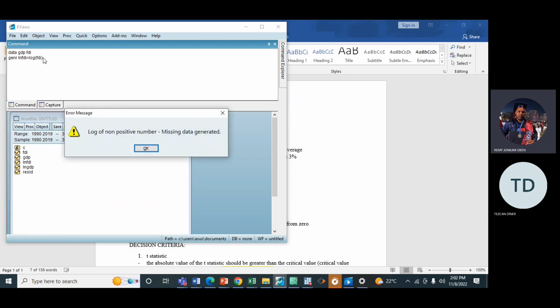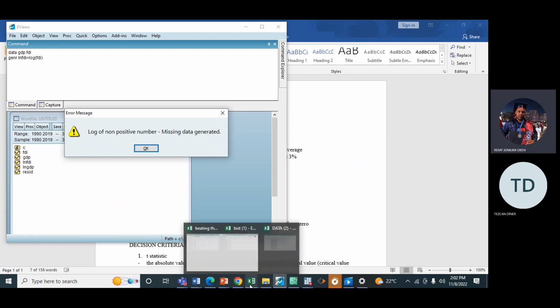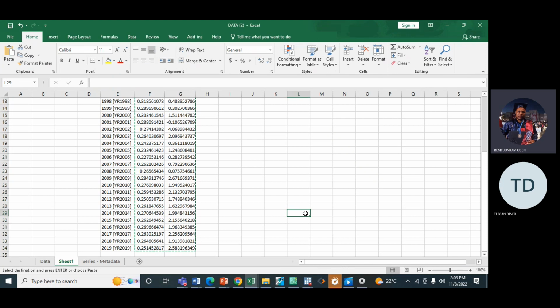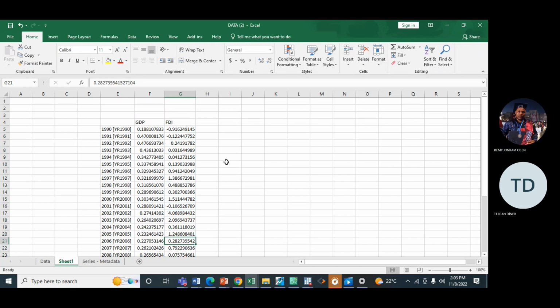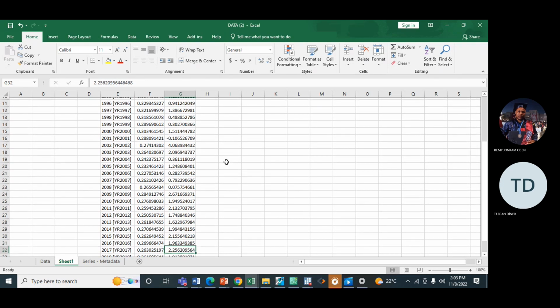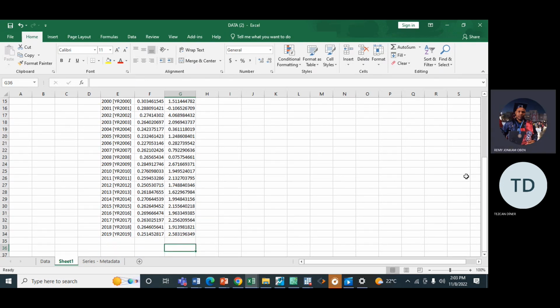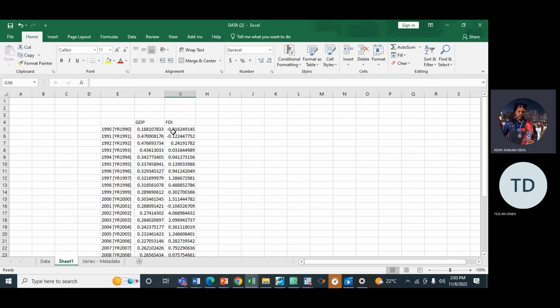Okay, they tell me log of non-positive number, missing data. Why? Because we have negative values in our series, and I showed you how to take the log if you have negative values, right? So I just go back to Excel. I look at my FDI series and look for the highest negative value. So my highest negative value is 0.91.